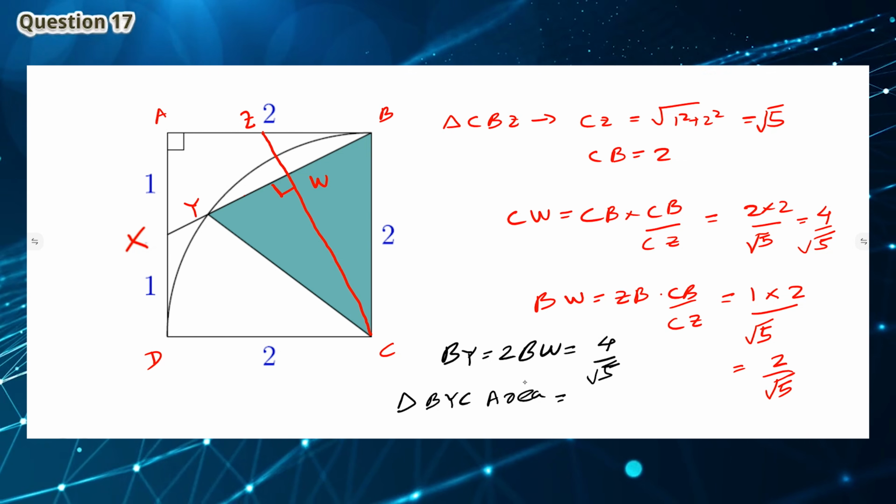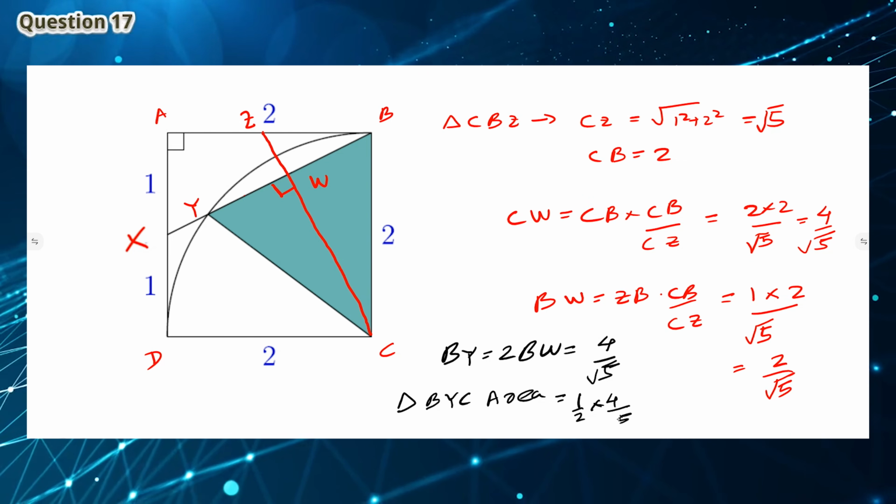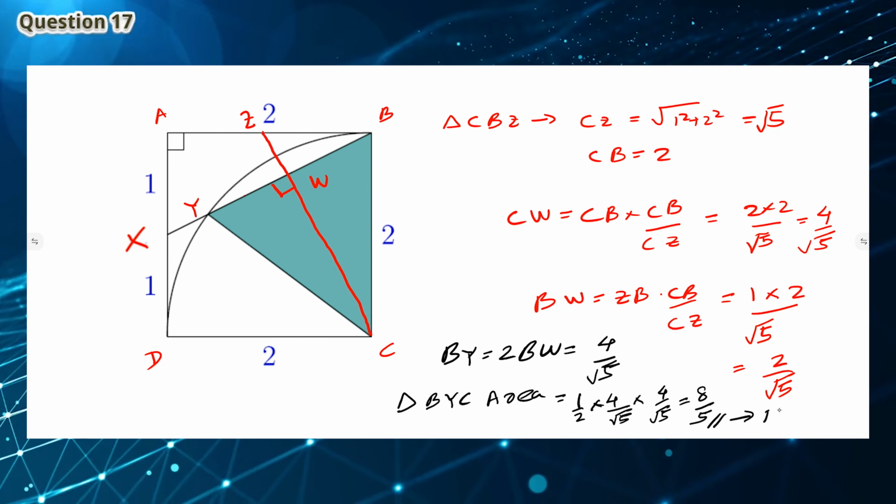So the area of the triangle BYC is equal to a half times 4 root 5 times 4 root 5, which simplifies to 8 on 5. So the answer is B.